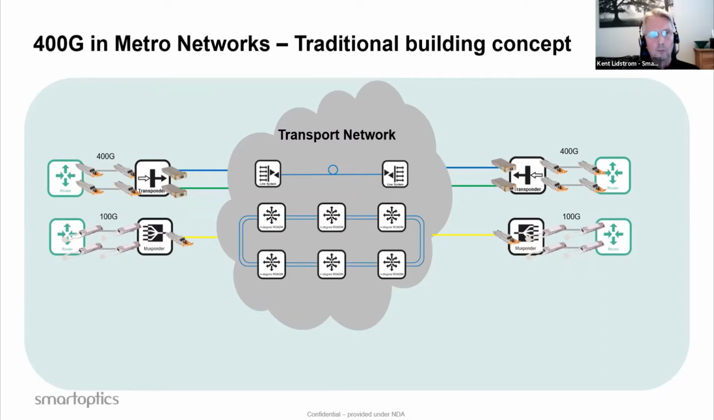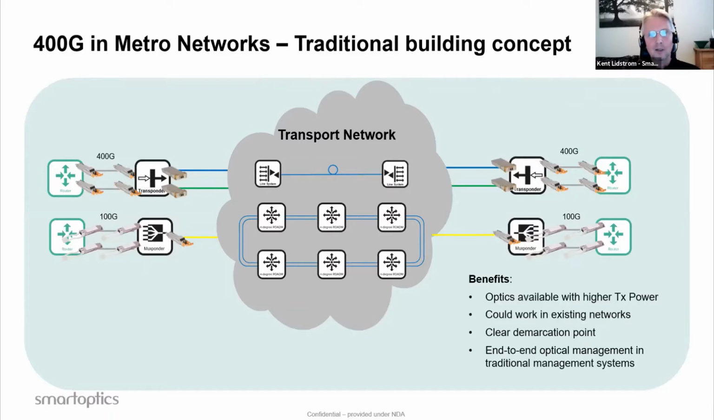So on the top part there of the transponder piece, you have a 1-to-1 ratio. Each 400 gig client is translated into a DWDM 400 gig, and you can run that over your line system. On the bottom part, that shows a muxponder. There you have multiple lower rate signals, in this case now showing 2 times 100 gig, multiplexed into a 400 gig signal. Those are the traditional way of building networks.